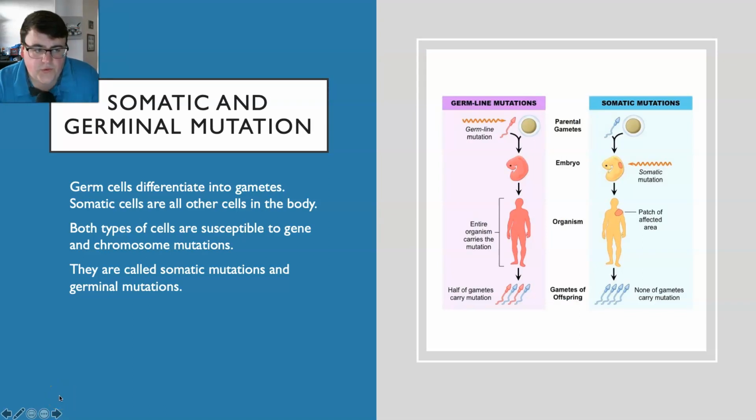Now, when we're talking about mutations, they can occur in both types of cells in our body. We have germ cells and we have somatic cells. Germ cells are cells that can differentiate into gametes, or sex cells, whereas somatic cells are every other cell in the body that's not a gamete or a sex cell. Both of these types of cells are susceptible to gene mutations as well as chromosome mutations, and respectively, mutations that occur in somatic cells are known as somatic mutations, whereas mutations that happen in germ cells are called germinal mutations.